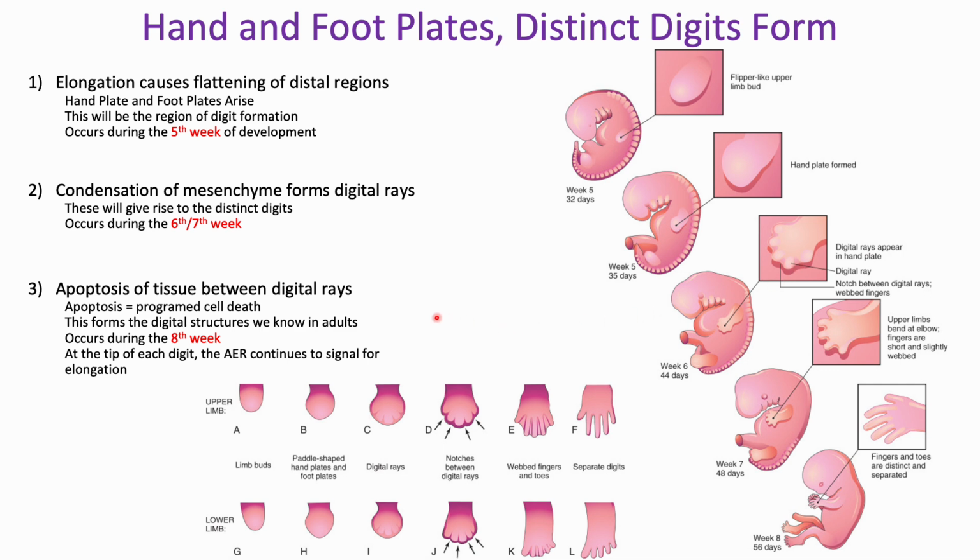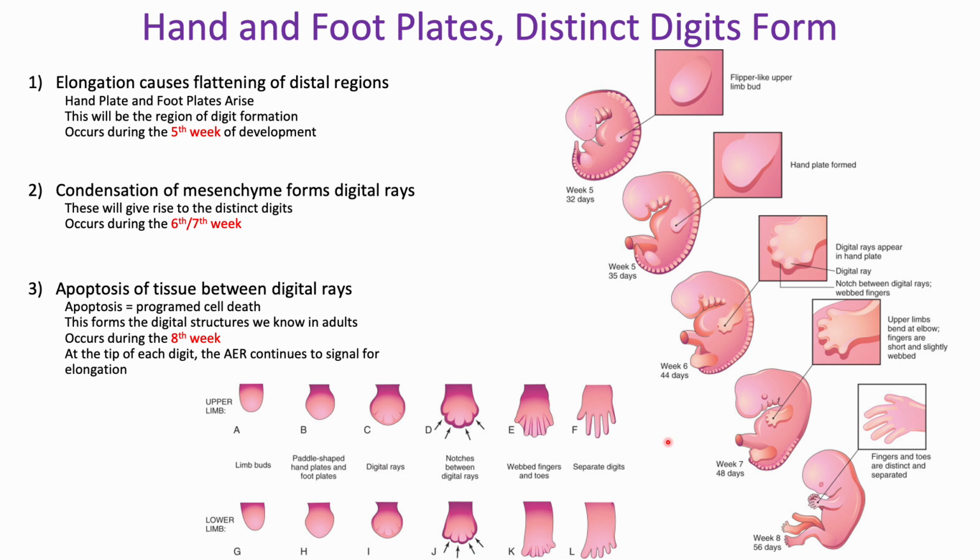So in order to get rid of that tissue, our body undergoes programmed cell death known as apoptosis. So again, apoptosis is programmed cell death. And this is going to really degrade all of the tissue between the digital rays, so you're getting rid of the digital webs. And this is occurring during the 8th week of development. So you can see here we have the digital rays, the notches in between, we have the webs, and the webs are eventually going to go away, and we're going to have the digits as we know in adult anatomy. And this is again occurring around the 8th week.